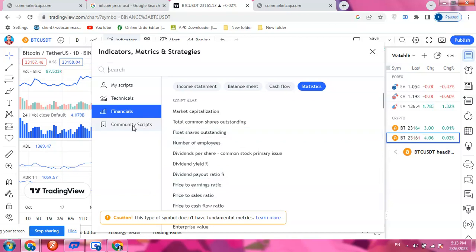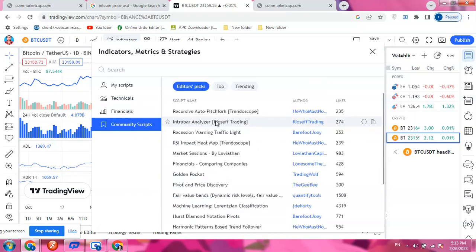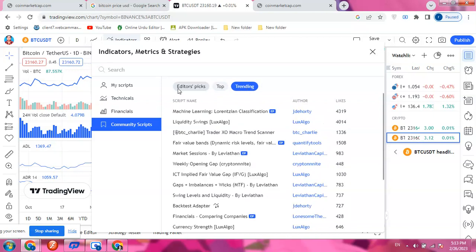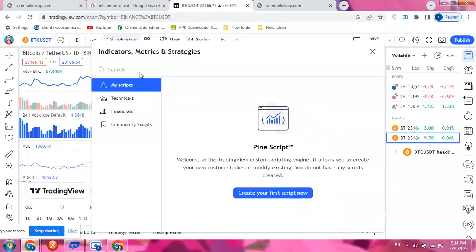Also, we check the community scripts. In community scripts, we check the viewership, author rank, trend scoping, top 10 trending. In this situation, we can check the trending field, and in trending, we check the machine learning classifications, liquidity savings, and likes by authors in these situations, and check some important points. Okay, this indicator we can use in this situation.